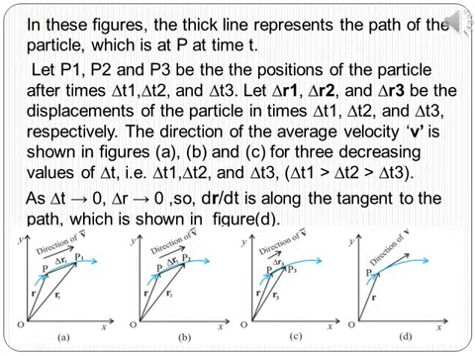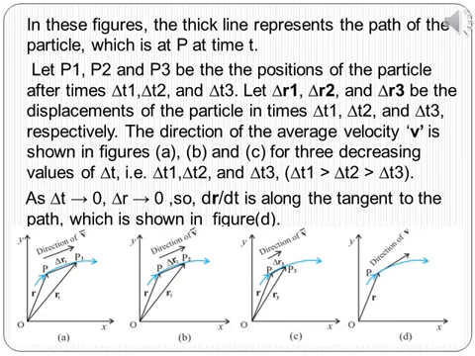The path of the moving particle, which is at the position P at time t, is represented by the thick line shown in the given figure. Let P1, P2 and P3 be the positions of the particle after times delta t1, delta t2 and delta t3. Let delta r1, delta r2 and delta r3 be the displacements of the same particle in times delta t1, delta t2 and delta t3 respectively.